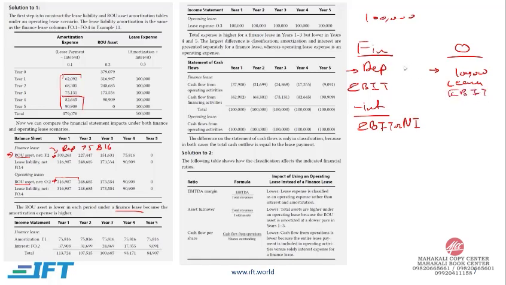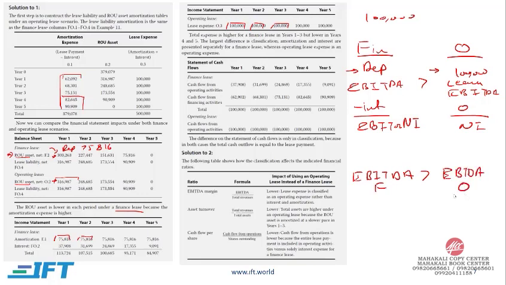Now EBIT or EBITDA, either way, because it's before interest, and we don't have any interest over here, and then we'll have net income. If you look closely, your EBIT or EBITDA in your finance lease would be higher. Why? Because we are only deducting 75,816, but over here we are deducting the whole 100,000. Every time, EBITDA would be more in a finance lease as compared to EBITDA or even EBIT in your operating lease.